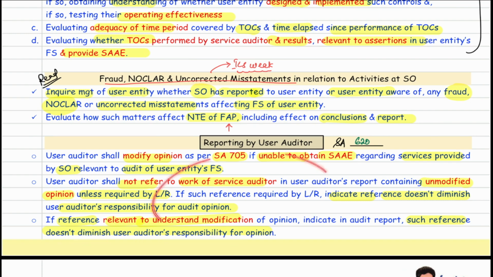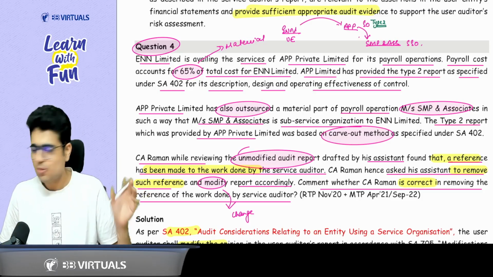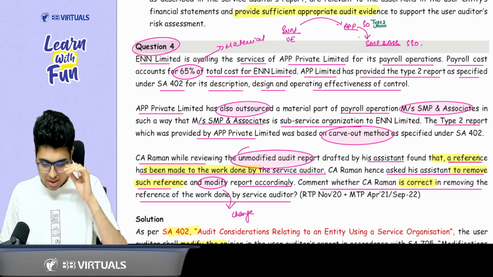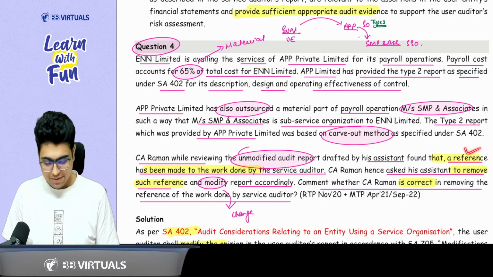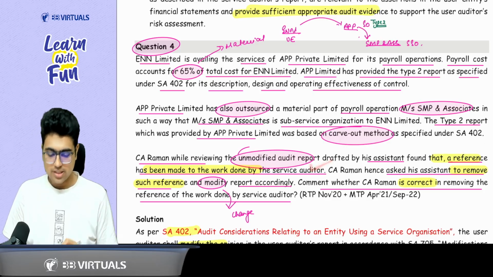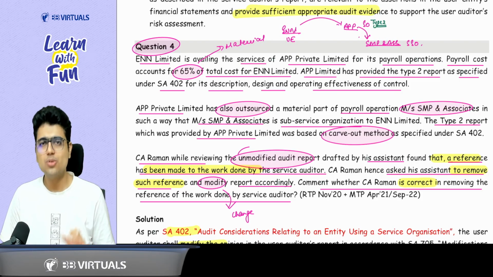Now on this last concept, we discussed another question, question number 4. Sir, what happened in question 4? Everyone please look at the board. Nothing happened in question 4, just read the last para. CA Raman, while reviewing the unmodified report, found that a reference was given to the work of the service auditor. In the unmodified report, do you think a reference should be given to the service auditor?